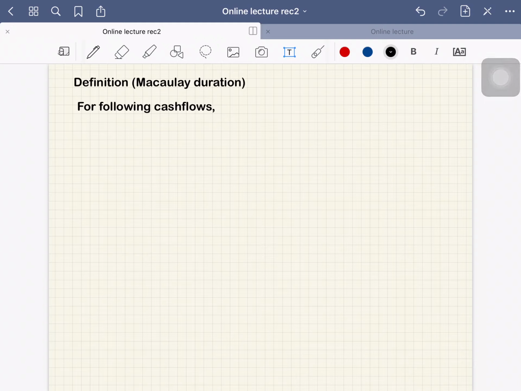Hi everyone. So we continue 10 point B, and now that we have a general definition of Macaulay duration, assume a general cash flow. So we have a bond. We start at 0, and we have multiple cash flows, maybe at time t1, t2, t3, up to tn, and we have cash flows of a sub t1, a sub t2, and a sub t3 up to a sub tn.